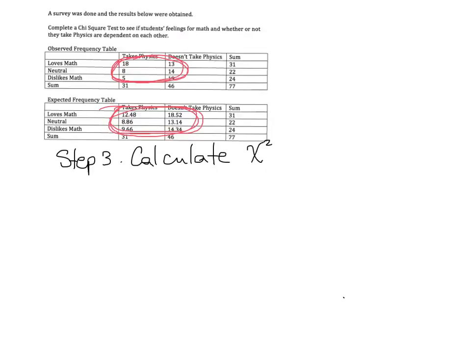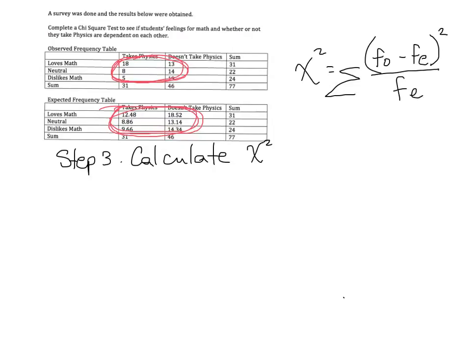So, how do we figure out chi-squared? There is a formula for that. The formula is that chi-squared is equal to the sum of FO minus FE, squared, over FE. Whenever you see a formula with a summation sign, it makes it much easier to solve it if we use a table. So that's what we're going to do right now.